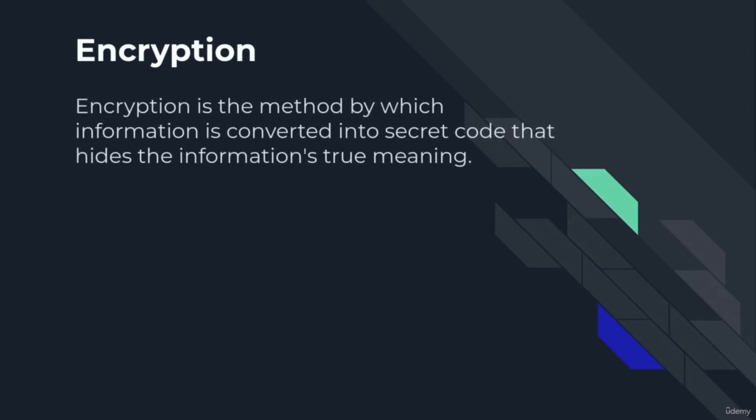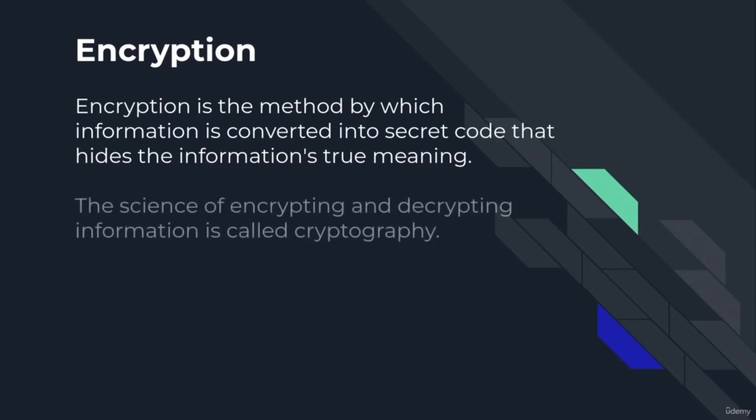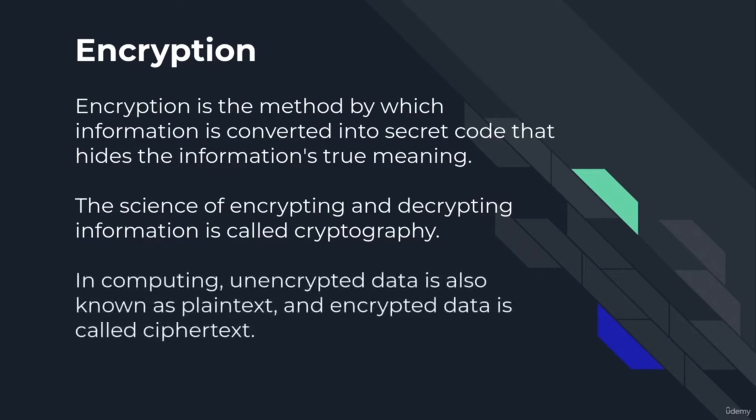Encryption. Encryption is the method by which information is converted into secret code that hides the information's true meaning. The science of encrypting and decrypting information is called cryptography. In computing, unencrypted data is also known as plain text, and encrypted data is called ciphertext.